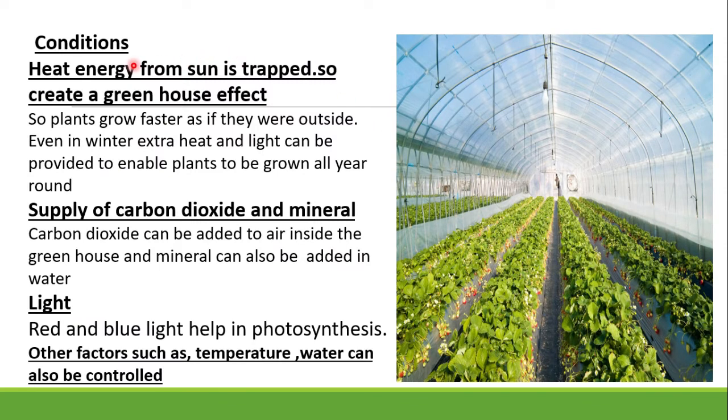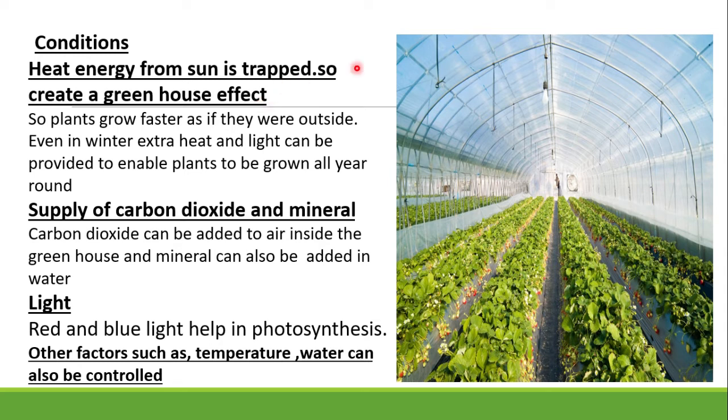So what conditions are required for the better growth of plants, and that is provided by the greenhouse. The first one is the heat energy. A greenhouse traps the sunlight and converts it into heat energy, creating a greenhouse effect. Notice here, this is a greenhouse, and inside this house we are creating the greenhouse effect.